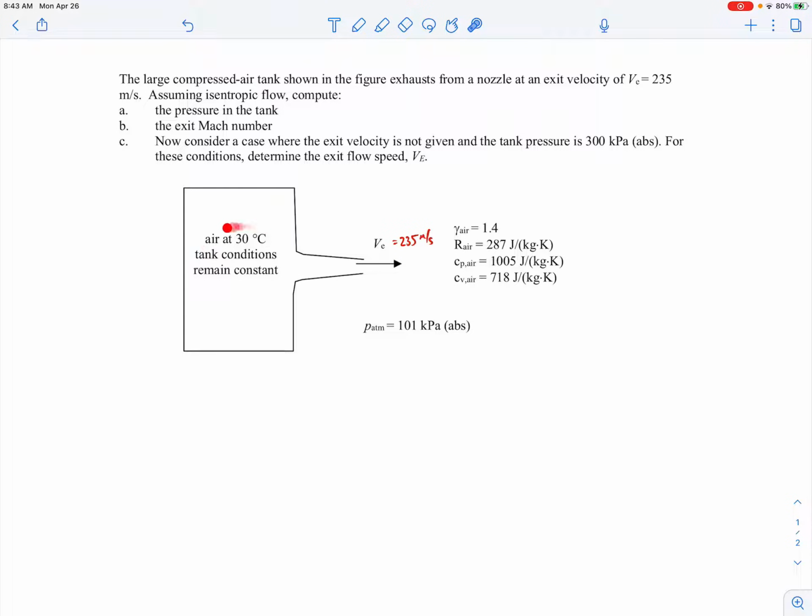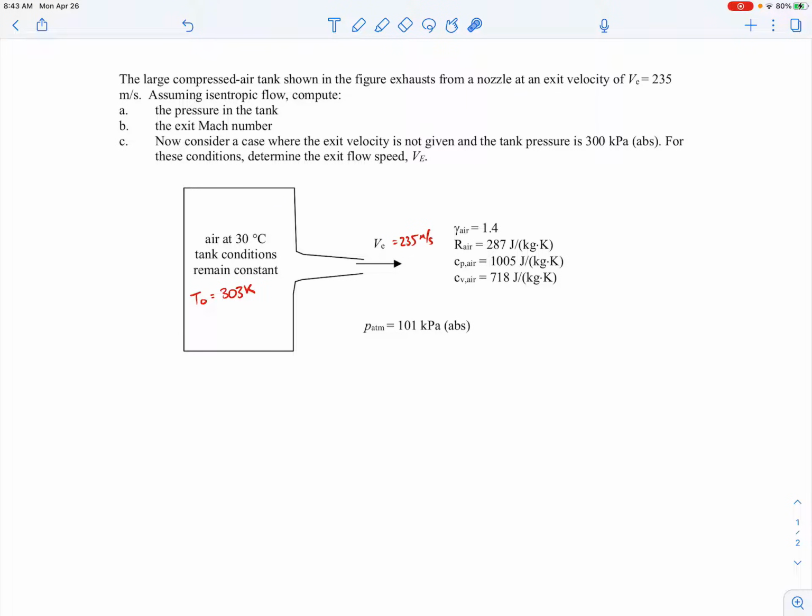We're told that the air inside the tank is at 30 degrees Celsius. That's going to be the stagnation temperature, which when we convert it over to Kelvin will be 303 Kelvin. Remember, you want to use absolute pressure and absolute temperature when you use anything that's been derived from the ideal gas law. So actually, when I work through this problem, I'm going to solve part B first and then come to part A and then do part C last.